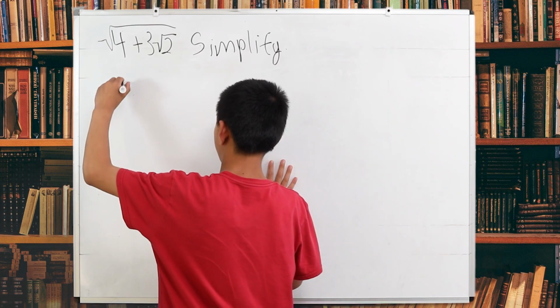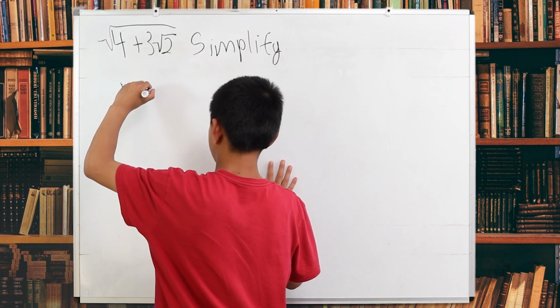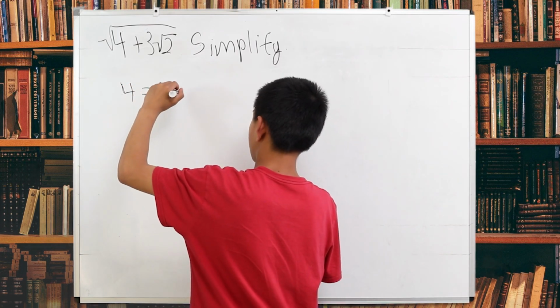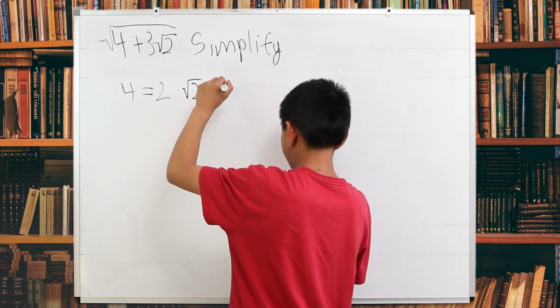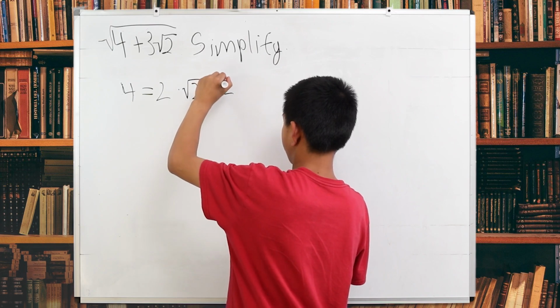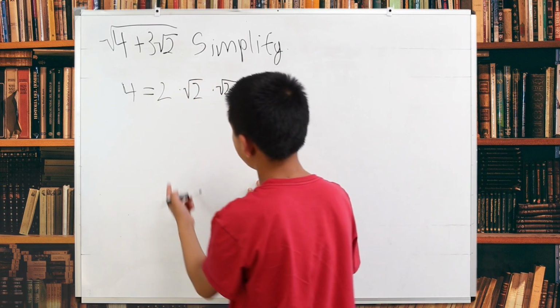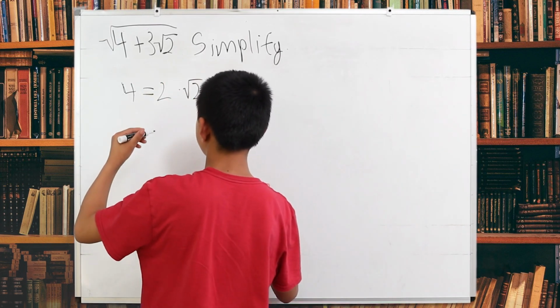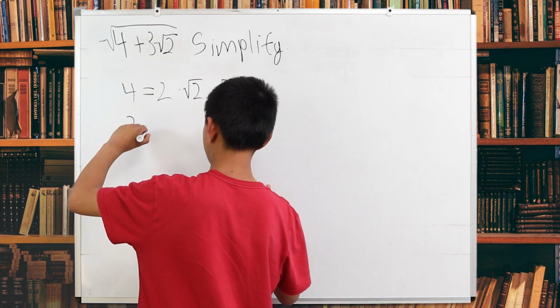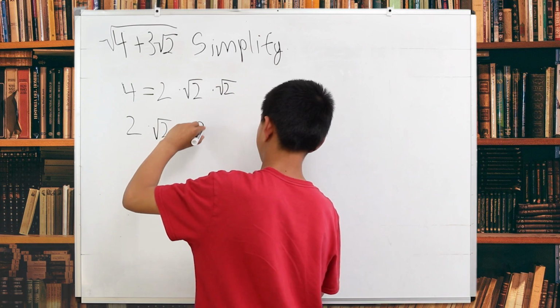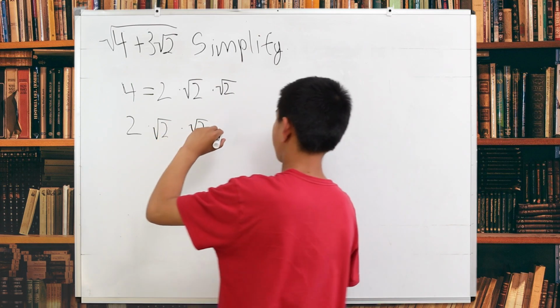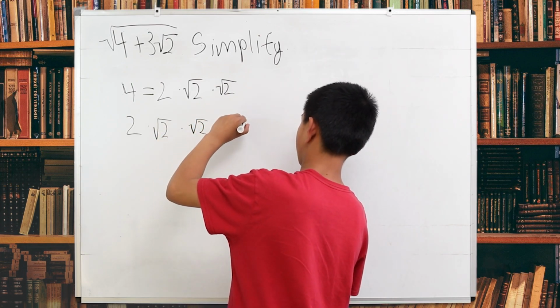And we notice something here. We know that 4 is equal to 2 times the square root of 2 times the square root of 2. This is 4. Now we put this in here: 2 times the square root of 2 times the square root of 2 plus 3 times the square root of 2.